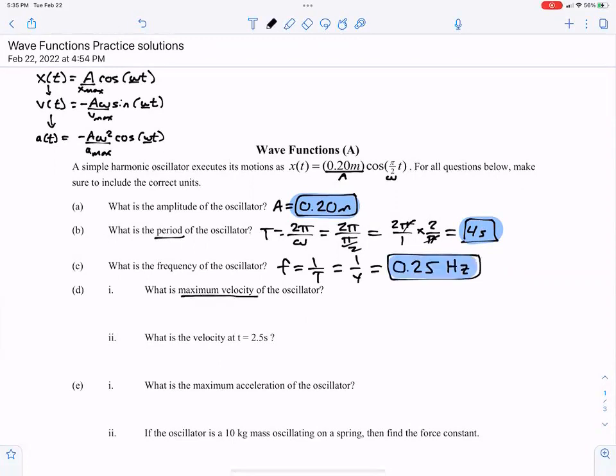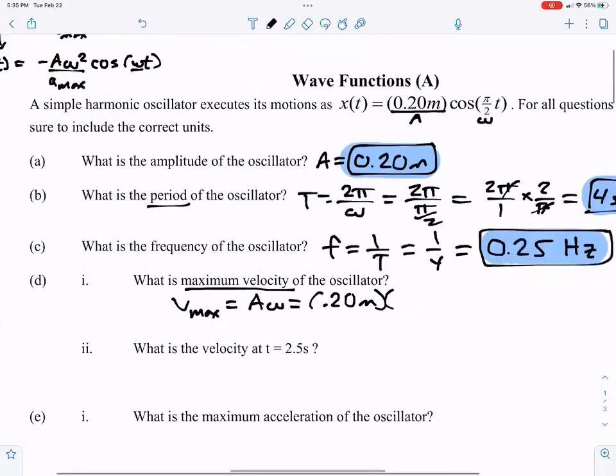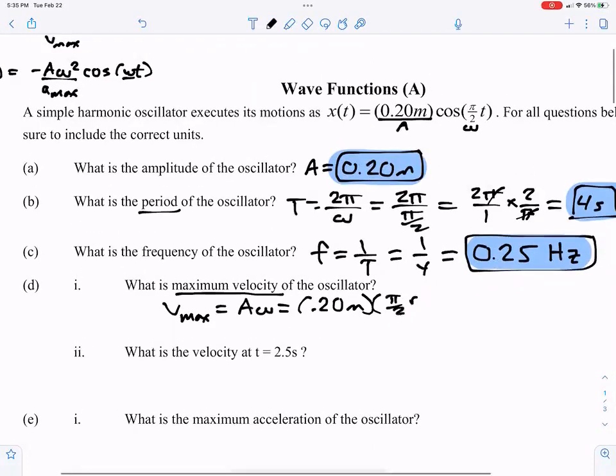What is the maximum velocity of the oscillator? Well, that would be A omega. So v max is going to be A omega. So it's 0.20 meters times omega, which is pi over 2 radians per second. Throw that in your calculator: pi divided by 2, which is roughly 1.57, times 0.2, and we get about 0.31 meters per second.